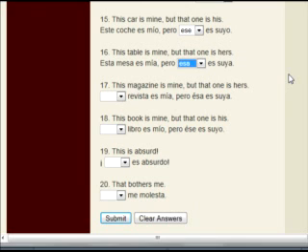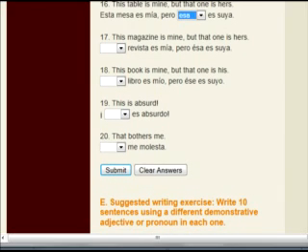And studyspanish.com is obviously not using the accents. This magazine is mine, but that one is hers. Okay, this magazine, esta revista. Now we're doing just the opposite. Pero esa es suya. Now, interestingly enough, they did use the accent on this one, so they're doing both, all right? But it's okay. You have the choice. This book is mine, but that one is his. Este libro es mío, pero ese es suyo.